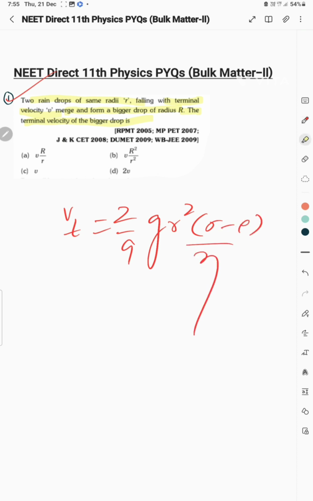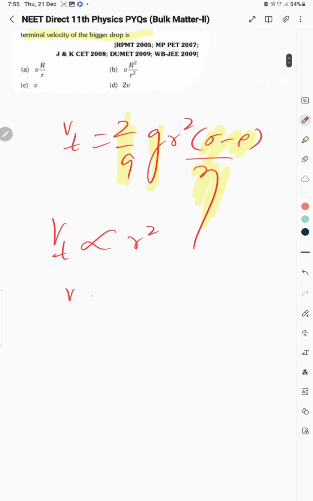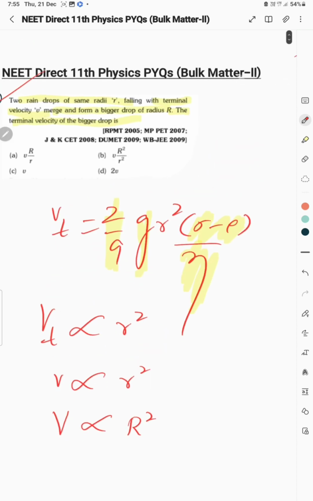Over here, as we can see, the same material, they are passing through air. Both are made from water, so these two are constants. Viscosity is also constant. That is air's viscosity, G. Everything is constant. So we are left with this formula, right? Now for a smaller drop, this is a formula. For the larger drop, this is the formula as per the question.